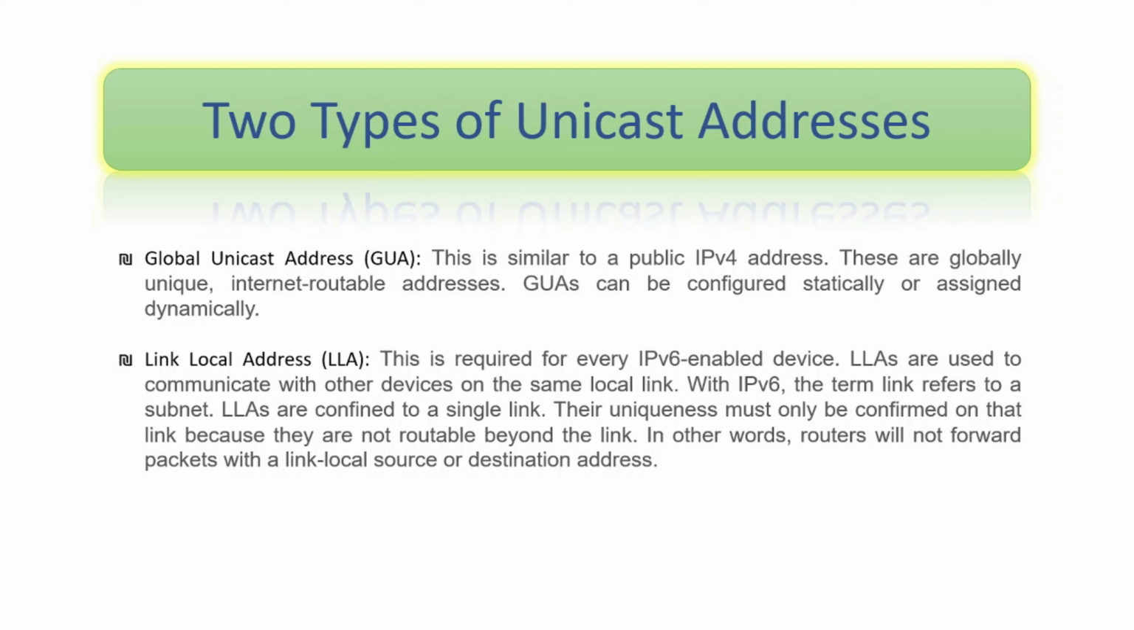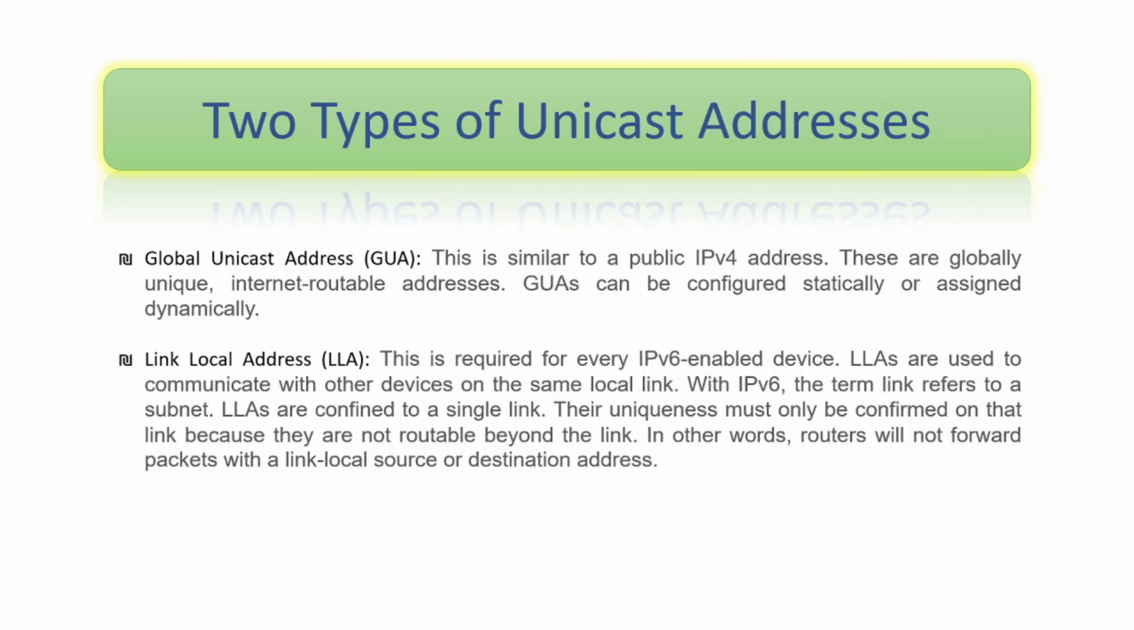Now, the global unicast address is used so that the device can go outside the network. It is just like a public IPv4 address, so that it moves from its network and can go anywhere on the internet. So for that, we need a global unicast address. These are globally unique, internet routable addresses, and they can be configured statically or dynamically if you have a DHCP server.